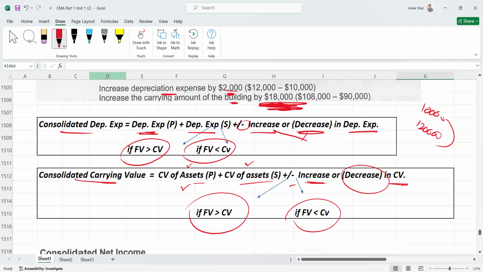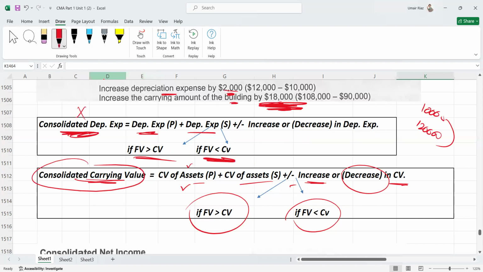And please remember, this asset was depreciable. That is why you have to adjust depreciation expense, and you also need to adjust carrying value. But if an asset is not depreciable, like land, which won't be depreciated, fair value could still be different from carrying value. In that scenario, you only adjust consolidated carrying value. Don't adjust consolidated depreciation, because there won't be an increase or decrease in depreciation expense as the asset is non-depreciable. Then only consolidated carrying value you have to adjust. Understood? I hope that is clear.